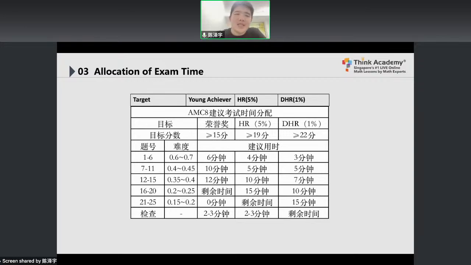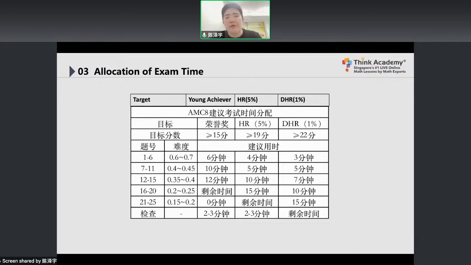So let's start with the Young Achiever. How should students aiming at Young Achiever allocate their exam time? Try to recall the difficulty levels I showed in previous slides. The first 6 questions are the easiest. Actually, the first 15 questions are very easy. As long as you have learned the basic concepts in P4 and P5 Math Olympiad, you can solve the problems.